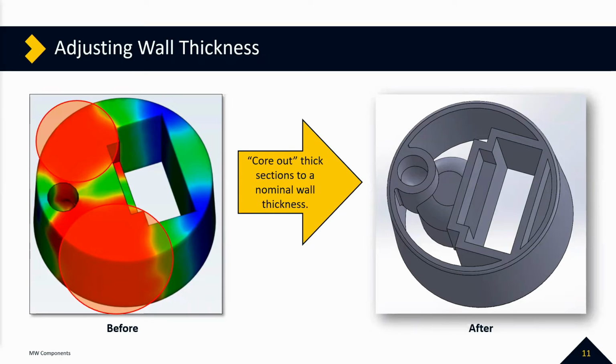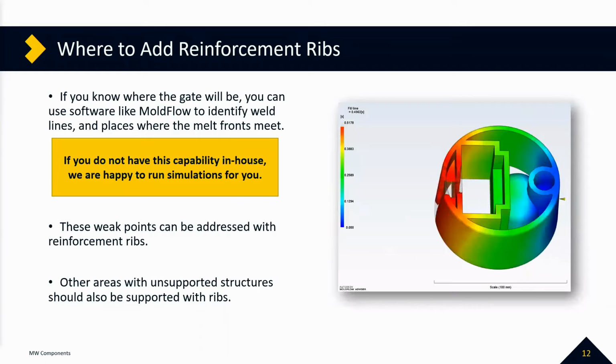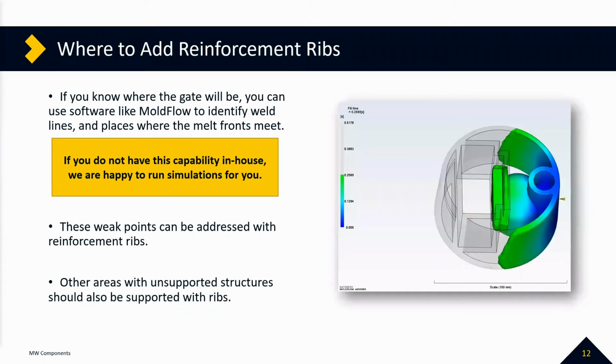So now one of the things you're going to be noticing is now that we've pulled out all that material, that looks a lot weaker in the center, and we might want to add something to remedy that. So we add reinforcement ribs. On the right, you'll see another graphic made by Moldful. That's a simulation we can run in-house for you if you don't have that capability.